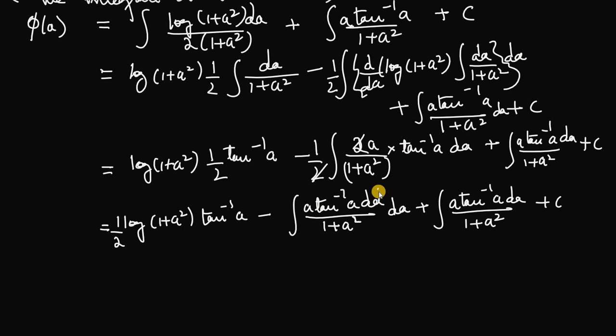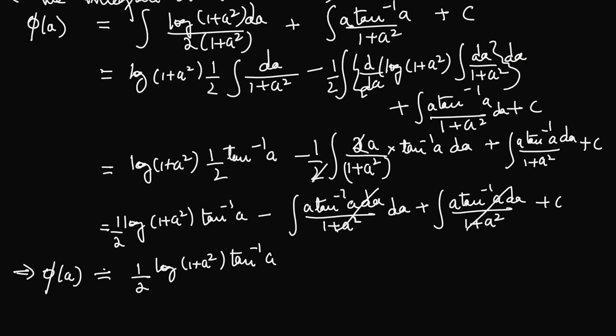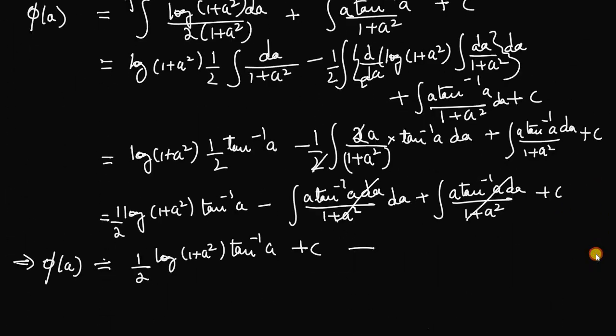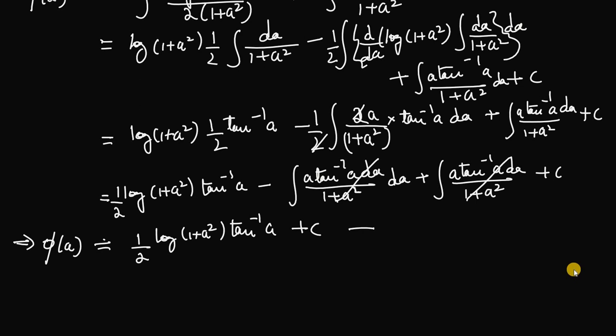Now see, the second integral and the third integral can be cancelled. So it gives you phi of a is equal to half log of 1 plus a square into tan inverse of a plus c. Now let me name this as equation 3, since we have 1, 2. So this will be equation 3. Now we need to evaluate this constant c.